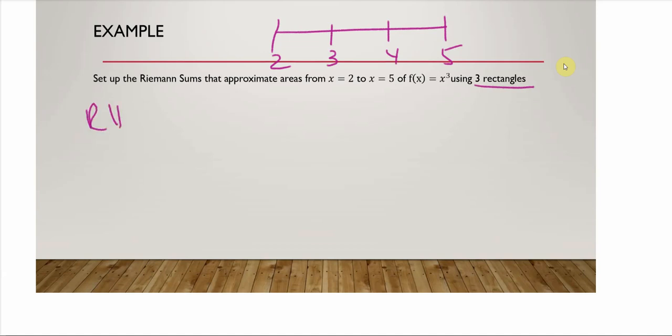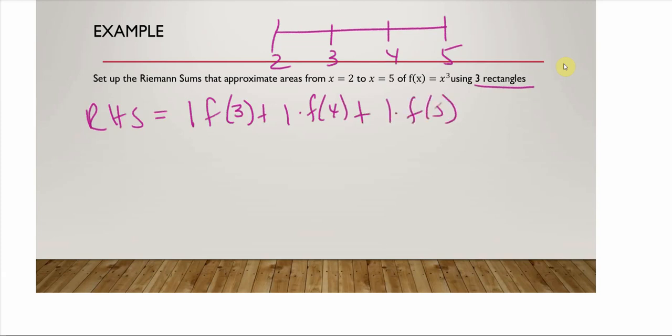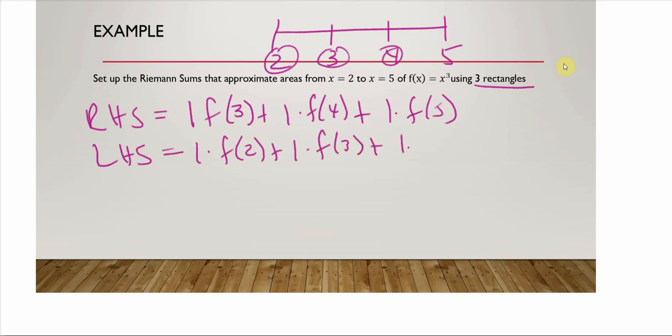So the right-hand sum is going to be, each base is going to be 1 times f of 3 plus 1 times f of 4 plus 1 times f of 5. The left-hand sum, we're going to use the left sides, which means I'm going to use the 2, the 3, and the 4. So we're going to have 1 times f of 2 plus 1 times f of 3 plus 1 times f of 4.